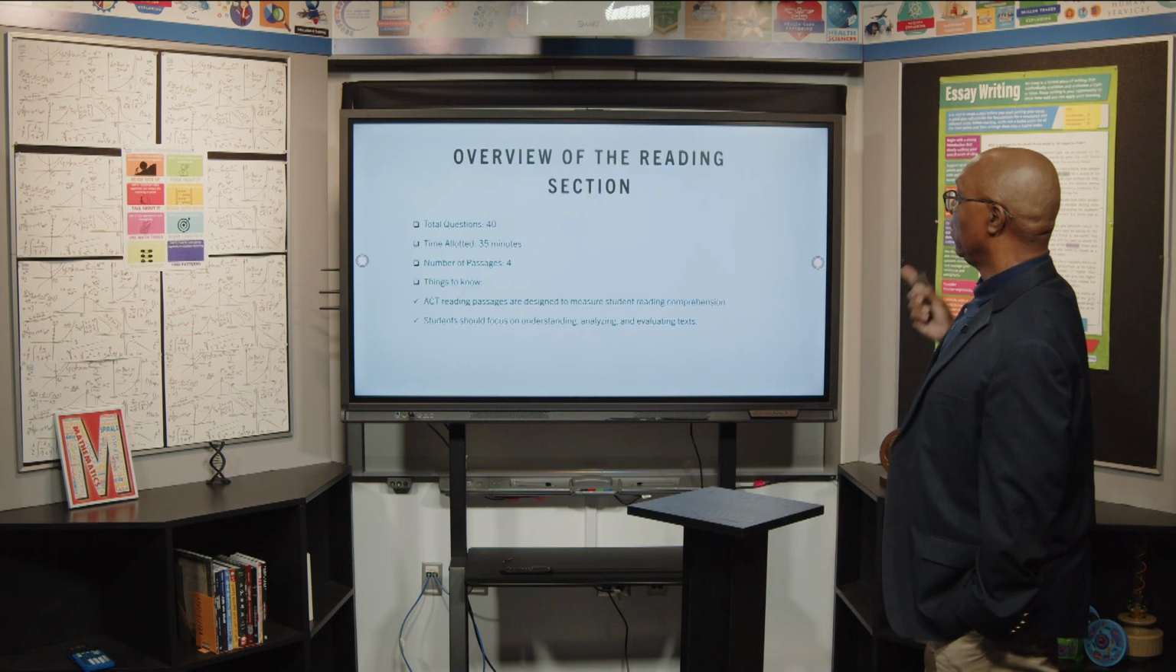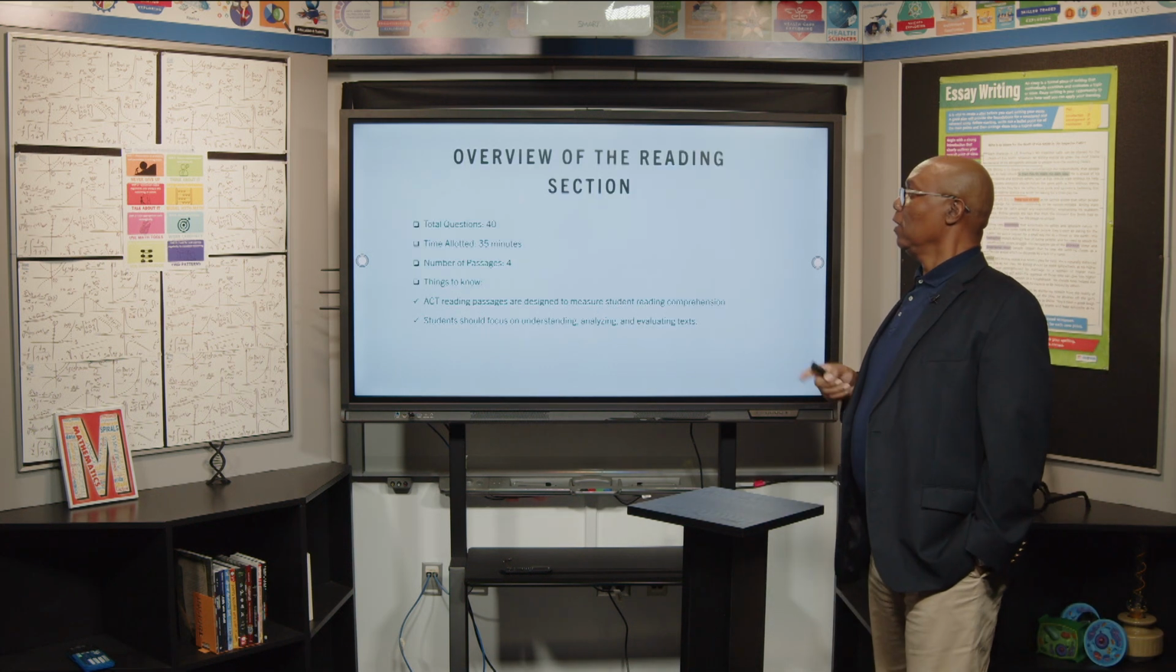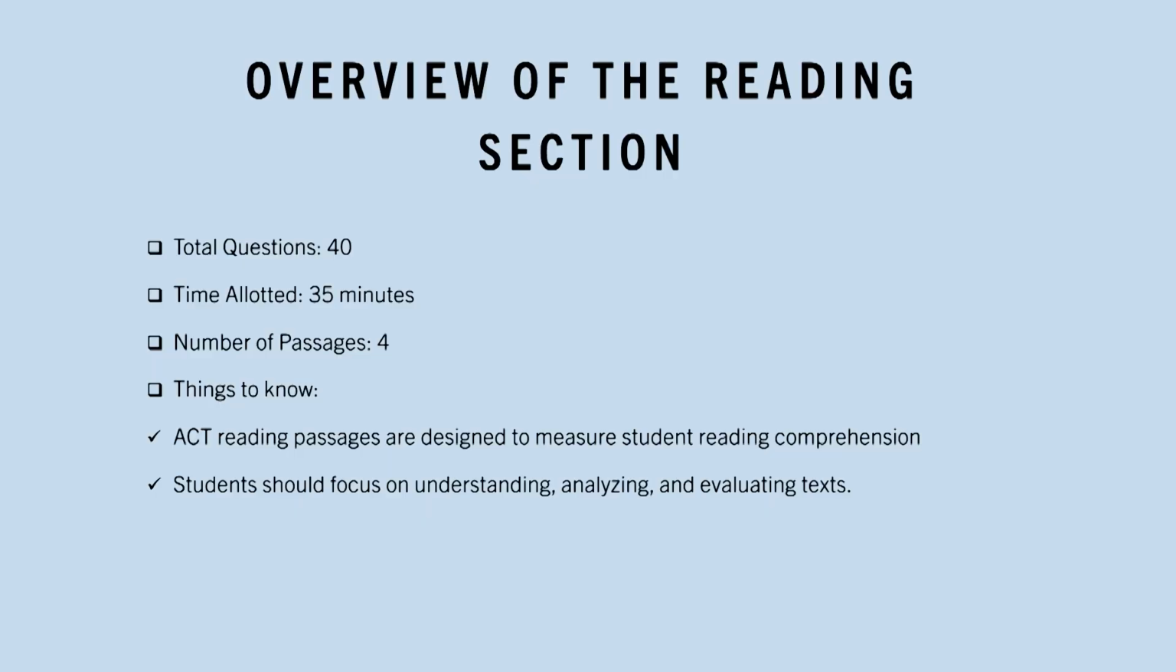First thing, we're going to give you the overview of the reading section. There are a total of 40 questions, and the time allotted to complete those 40 questions is 35 minutes. There are a number of passages. There are 4 things to know. ACT reading passages are designed to measure student reading comprehension, and students should focus on understanding, analyzing, and evaluating text.